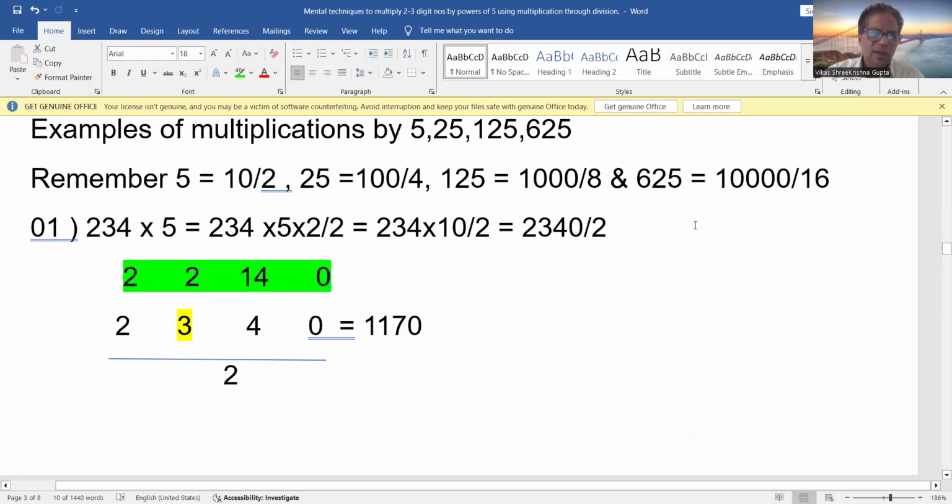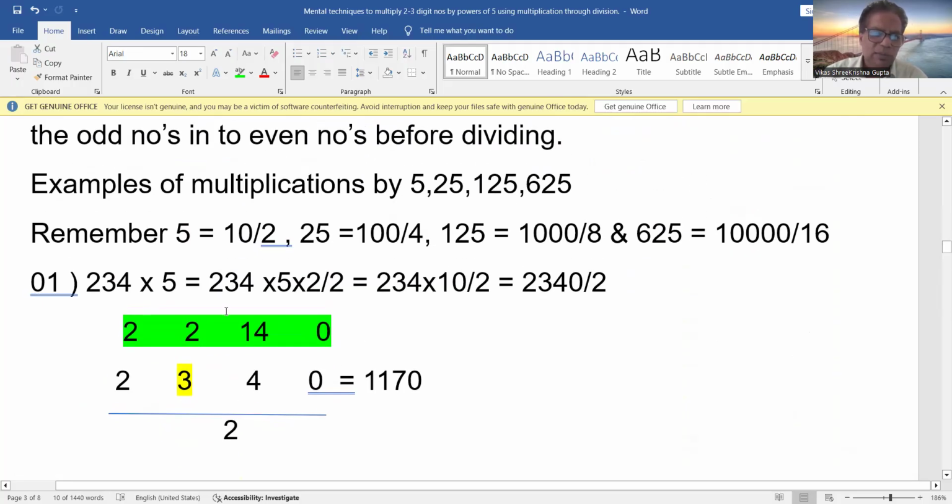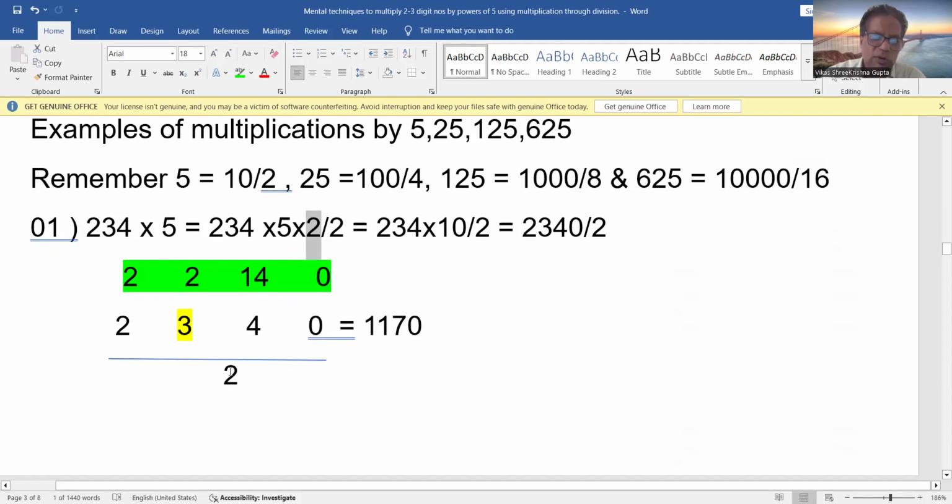Now, a very simple example I'm giving you. Suppose I want to multiply 234 by 5. So what I do, I multiply 234 by 10, I put a 0, meaning 234 into 5 into 2. It becomes 10 because I have multiplied by 2. So I have to divide by 2 also. So it becomes 2340 by 2.